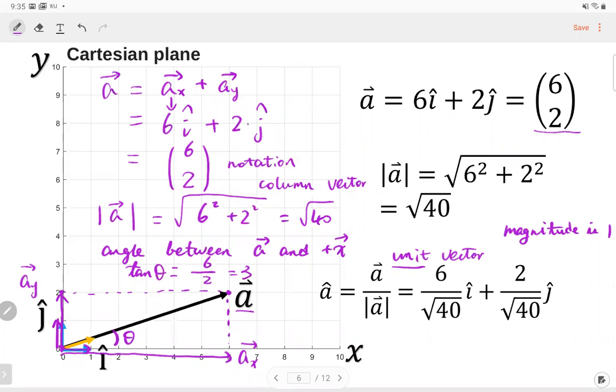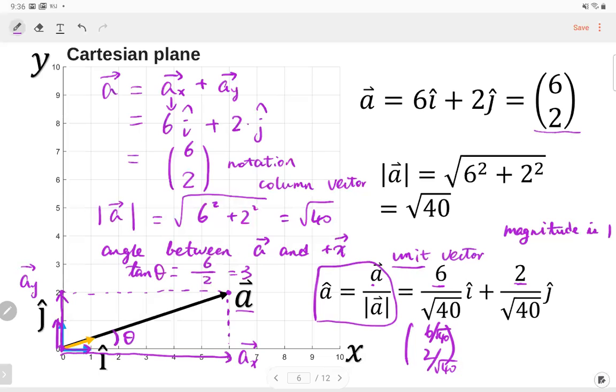If we're talking about vector A's unit vector, that will be the yellow vector here. The yellow vector has a magnitude of 1 and its direction is parallel to the vector A. So if we want to calculate the vector A's unit vector, we have the formula here. We use the coordinate of the vector A divided by the magnitude of the vector A. So the coordinate of the vector A is 6, 2, and we divide by the magnitude, square root of 40. So 6 over square root 40, 2 over square root 40. That's the coordinate of the unit vector for the vector A.